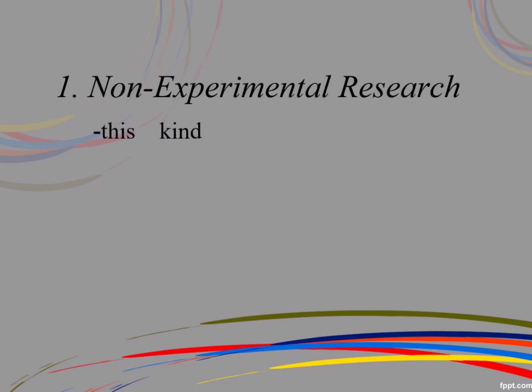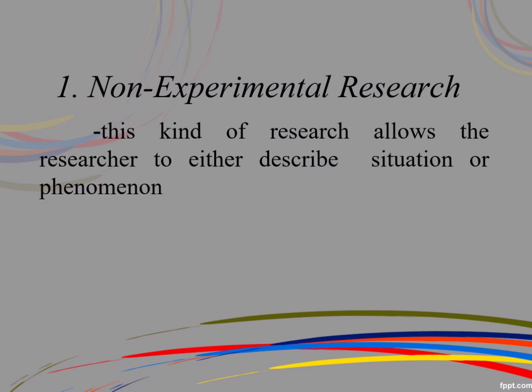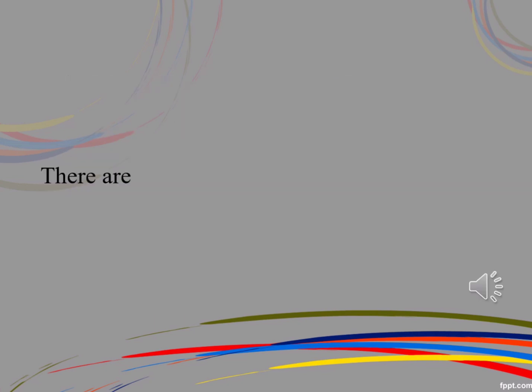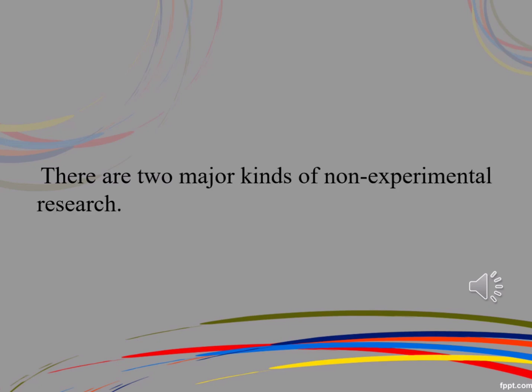Non-experimental research. This kind of research allows the researcher to describe a situation or phenomenon, or the relationship between two or more variables, without any interference from the proponent. There are two major kinds of non-experimental research: descriptive research and correlational research.